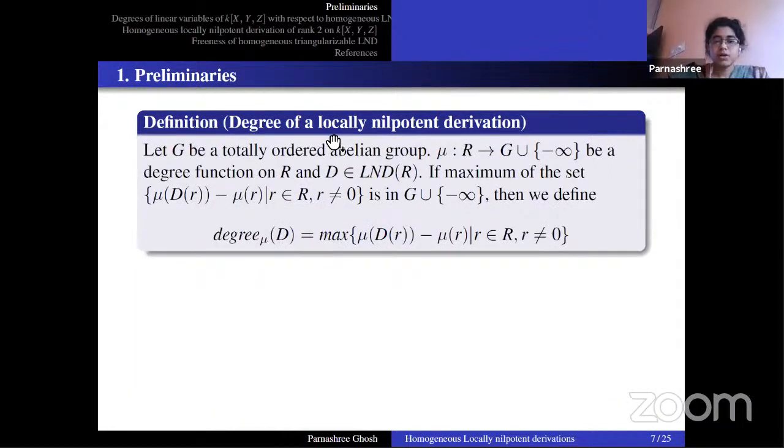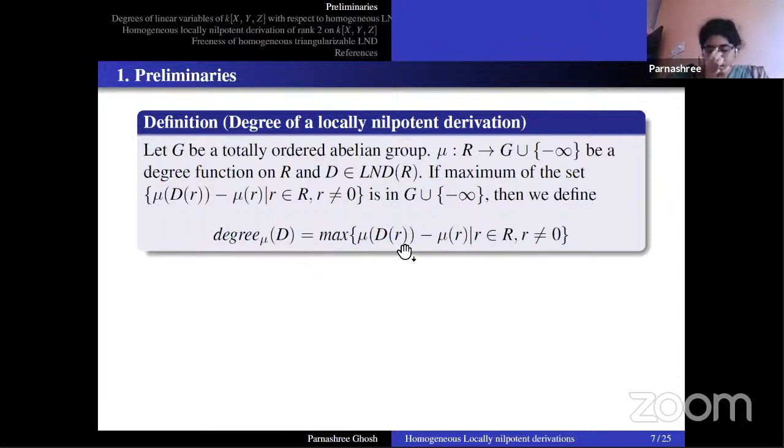Now we go to the definition of the degree of a locally nilpotent derivation. Let G be a totally ordered abelian group and mu be a pre-assigned degree function on R. Now, for a locally nilpotent derivation D on R, consider the set which is the collection of the differences of mu values of D(r) and r. If the maximum of this set is in G or it is minus infinity, then we say that the degree of D with respect to mu exists and it is defined to be the maximum of this set.